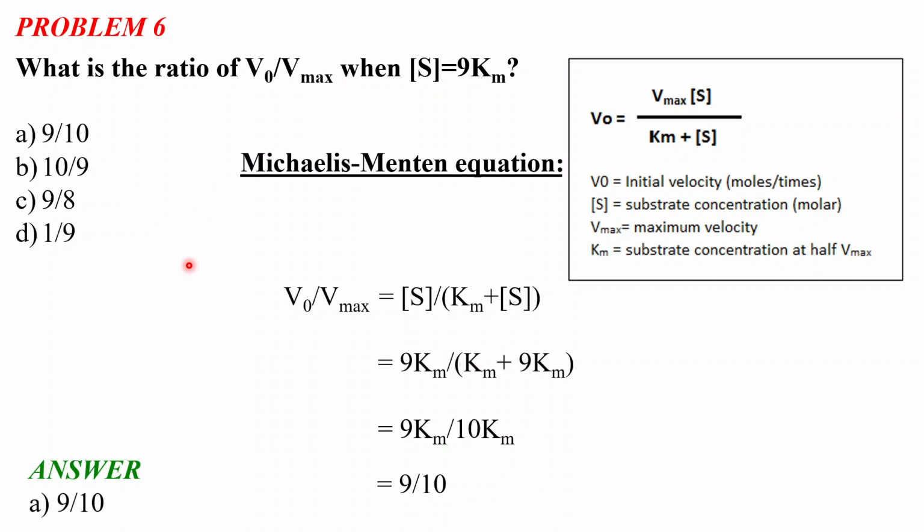Just look at the solution carefully. I will give you a minute to look at it. So now you know how to solve this kind of question. If you are given any particular values, you can solve the question easily. Just remember the equation V0 equals Vmax into S by Km plus S. With a little rearrangement, we have V0 by Vmax equals S by Km plus S, and now replacing S by 9 Km, we have V0 by Vmax equals 9 by 10. That is the answer.